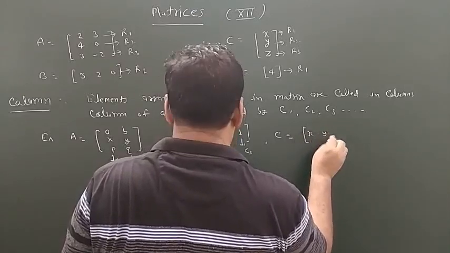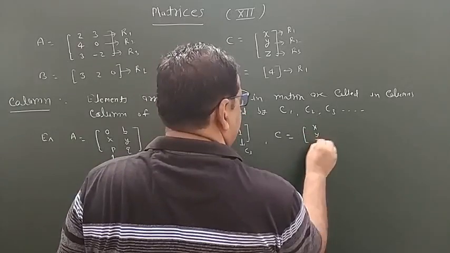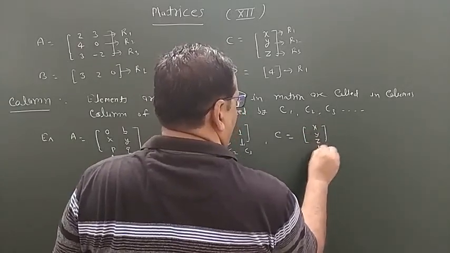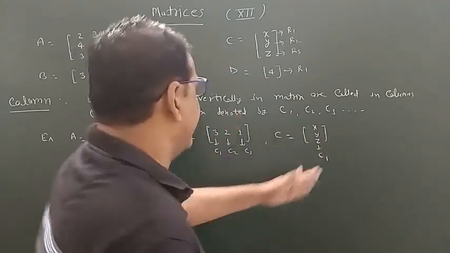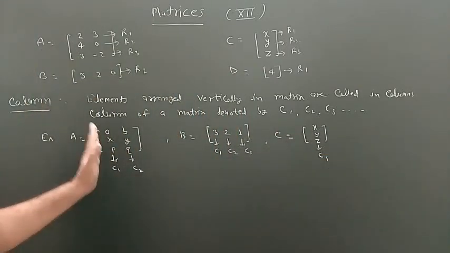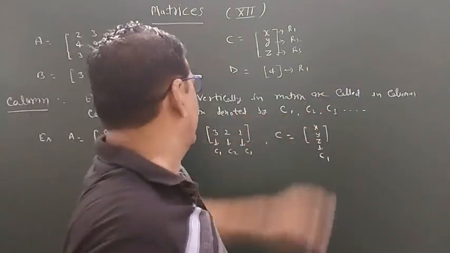Now I am taking one more example, C equal to X, Y, Z. So here there is only one column whose elements are X, Y, Z. So this is the word column used in a matrix normally.